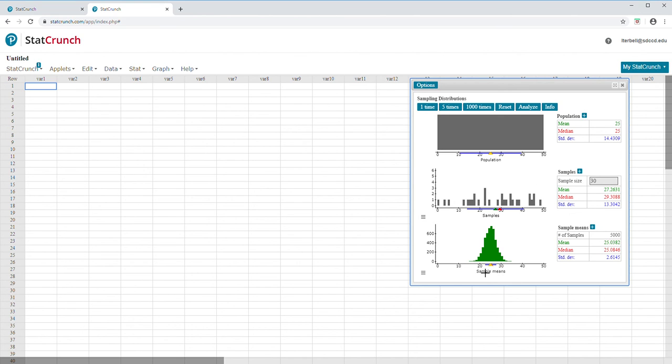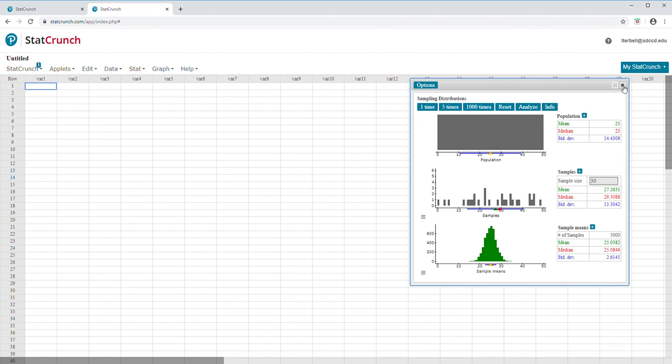Now, first of all, the mean of our 5,000 means is 25. It's about the same as the population mean. The standard deviation is smaller than when we had a sample size of 5. And the shape tends to look more normally distributed. It's not quite as triangular. In fact, it looks similar to the one when we had the normal distribution.